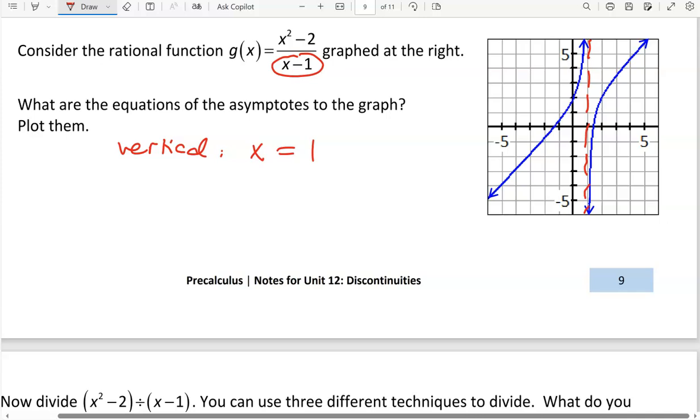However, it doesn't have a horizontal asymptote. What it does have that we can kind of see from the graph here is a slant asymptote, which we will refer to as an oblique asymptote. And you'll notice that the oblique asymptote has a y-intercept of 1 and a slope of 1, which means that its equation is y equals x plus 1.